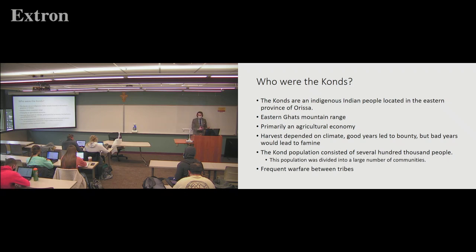So there's this wide disparity going on from year to year and between communities, which were fairly spread out in this region. The population was about several 100,000 people, divided into a number of large communities spread out. And there's frequent warfare going on between the tribes. There was government within the communities, but between the communities there was no government.